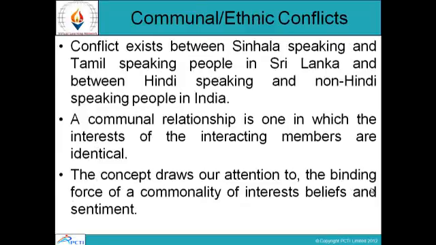Communal or ethnic conflicts. Conflict exists between Sinhala speaking and Tamil speaking people in Sri Lanka and between Hindi speaking and non-Hindi speaking people in India. A communal relationship is one in which the interests of the interacting members are identical. The concept draws our attention to the binding force of a commonality of interests, beliefs, and sentiments.